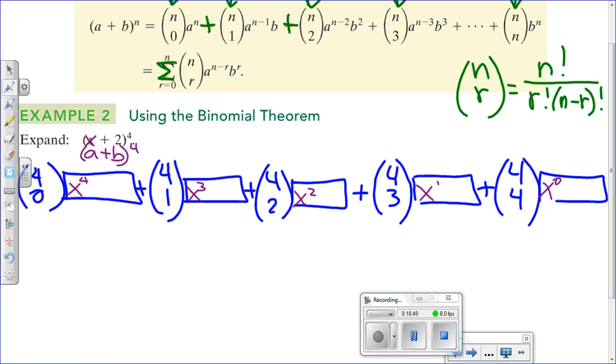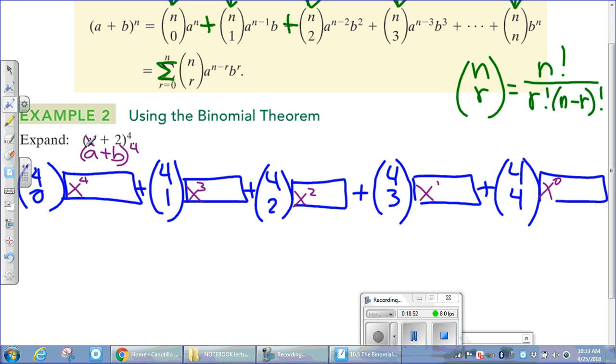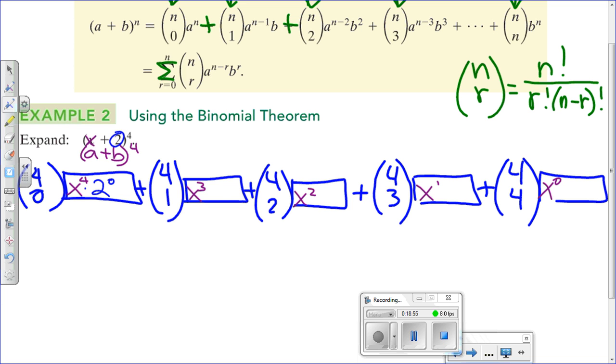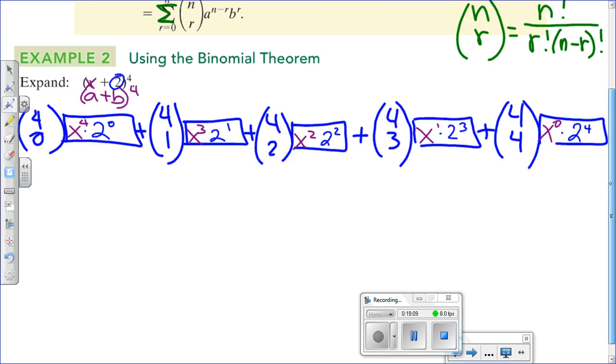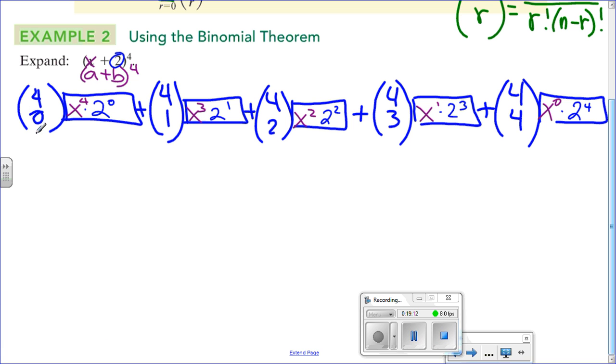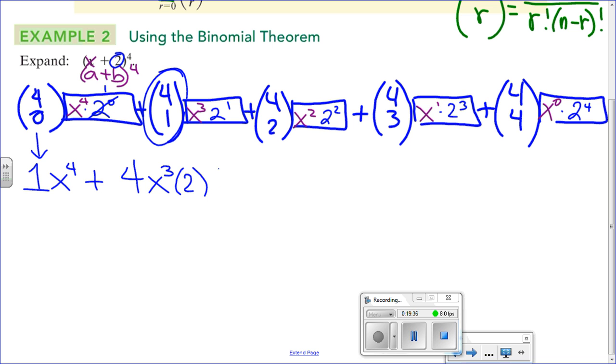Now I'm going to go ahead and move on to the 2. Power 0, so this is 2 to the 0, 2 to the 1, 2 squared, 2 cubed, and the last one will be 2 to the 4. Now, provided that you use the binomial theorem or Pascal's triangle, you should know that this coefficient is a 1, so this would just be 1x to the 4th. Now for this one, it should equal 4, and we have x cubed, and we have times 2 to the 1st power. We're going to go back and simplify more.